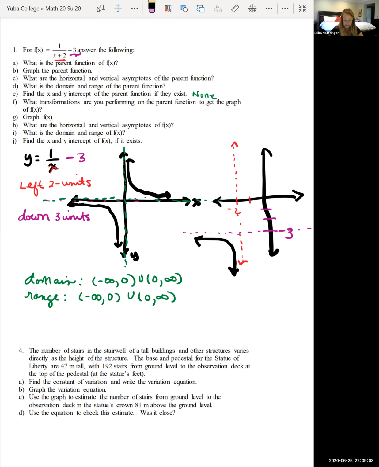So this upper piece that was in the first quadrant of our parent function is shifting so that our vertical asymptote, same shape, is like this. So what is the horizontal and the vertical asymptote? Well, the horizontal, that is the line y equals -3. And the vertical line is in the form x equals, this is x equals -2.